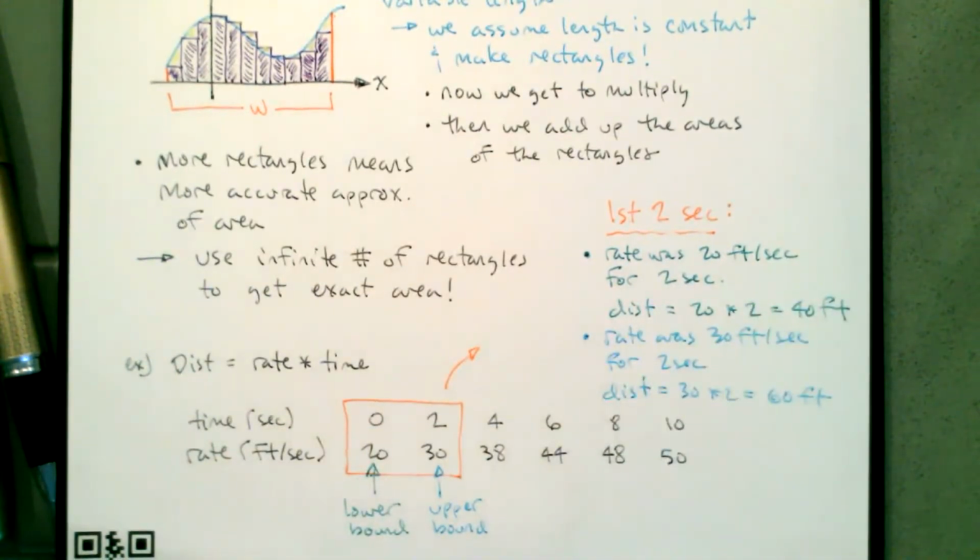So that was the big idea. Our rate is increasing between 0 and 2 seconds from 20 feet per second to 30 feet per second. We just make it flat. That way we can calculate distance as rate times time. Now I just need to do this for a bunch of rectangles for each 2-second interval.